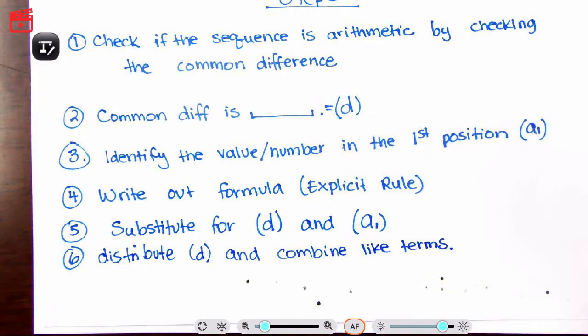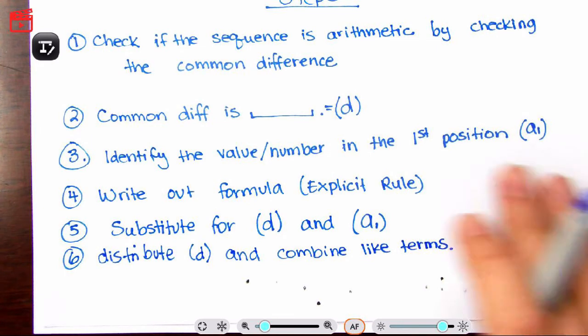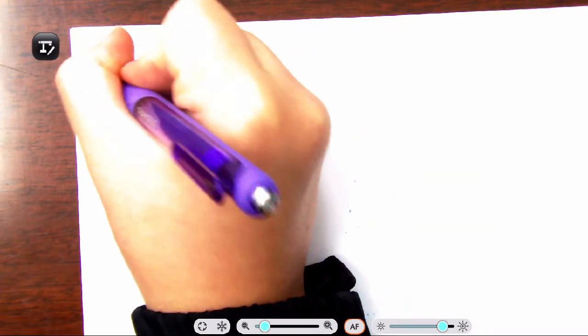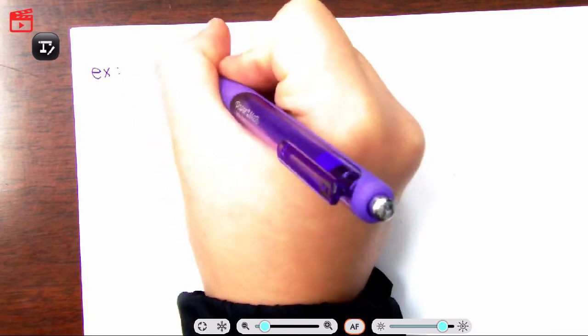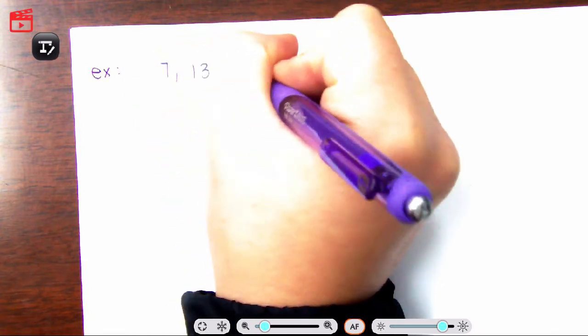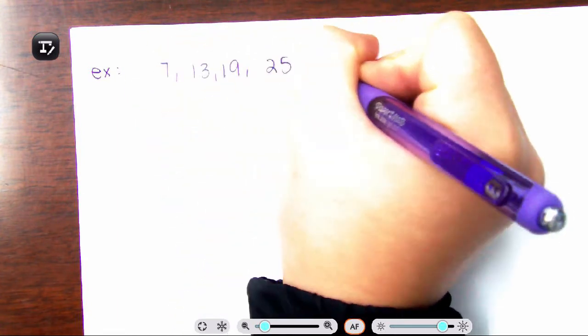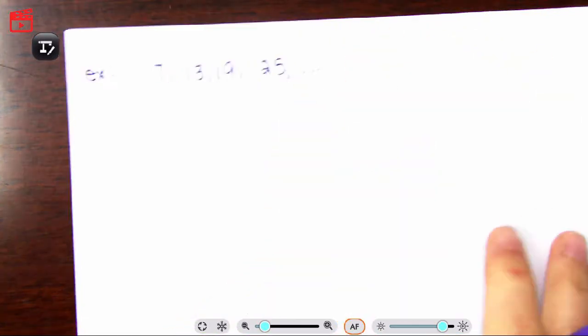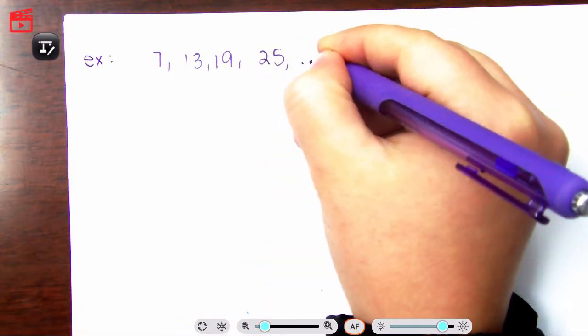Okay, so these are your steps. Pause this video right now if you need some more time to write these out, and then we're going to do an example. Let's keep the example that we originally had. We had 7, 13, 19, 25, comma, dot, dot, dot.